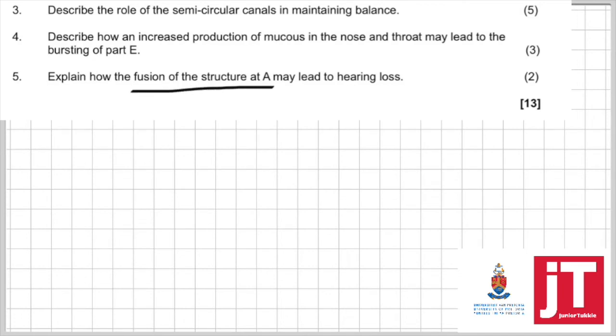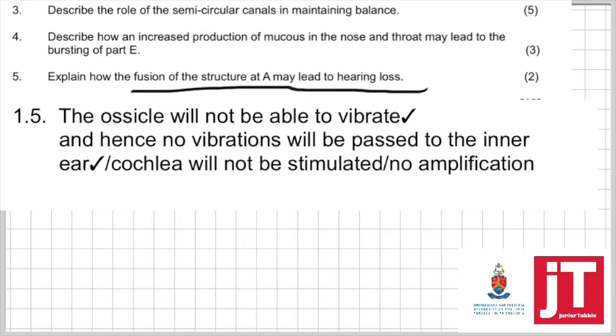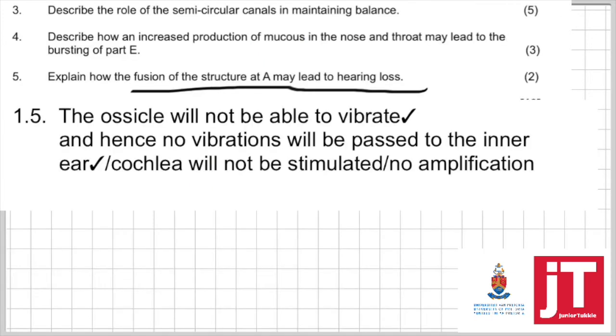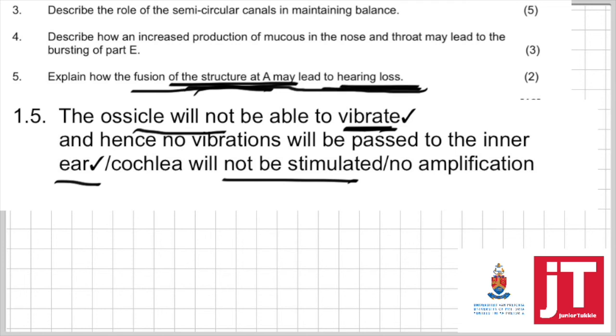Question 5, how the fusion of the structure at A may lead to hearing loss. A is the ossicle. So if we go back to the picture, here you can see A is the ossicles. So if the ossicles are fused, how can that lead to hearing loss? Ossicles, we know, must vibrate freely. And if they vibrate freely, then these vibrations will be passed to the inner ear, and that is where obviously the cochlea is stimulated and sound is interpreted. But if the ossicles are fused, there will be no vibrations passed to the inner ear, no interpretation, and hence that will lead to hearing loss.